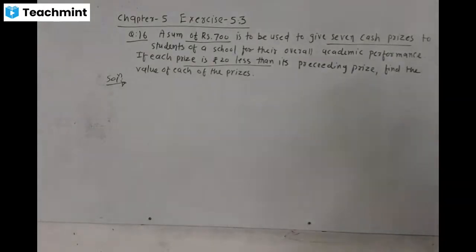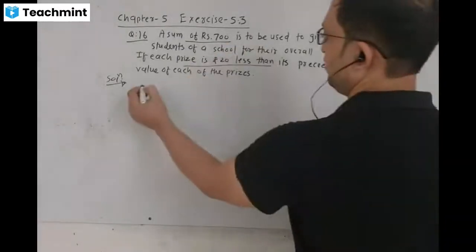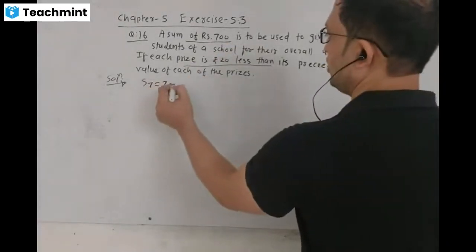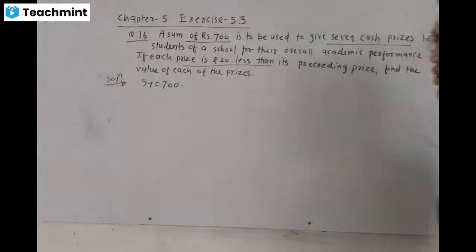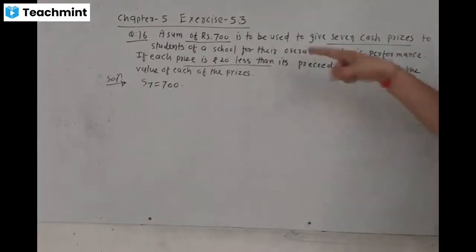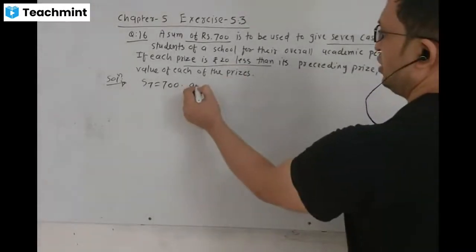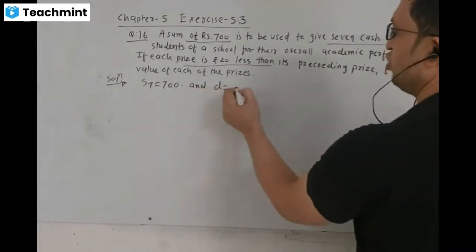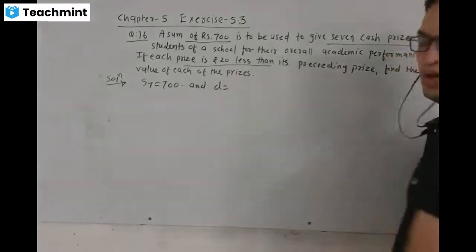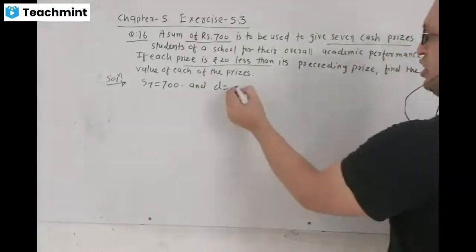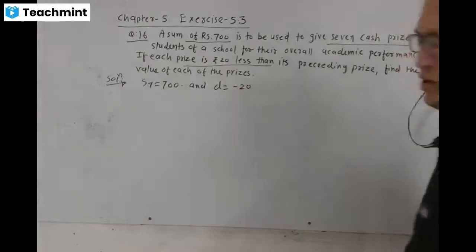Here the total S7, the sum of 7 prizes, S7 is equal to 700, is given in this question. 7 cash prizes, total money is 700 rupees. And common difference d is rupees 20 less, which means d is equal to negative 20.